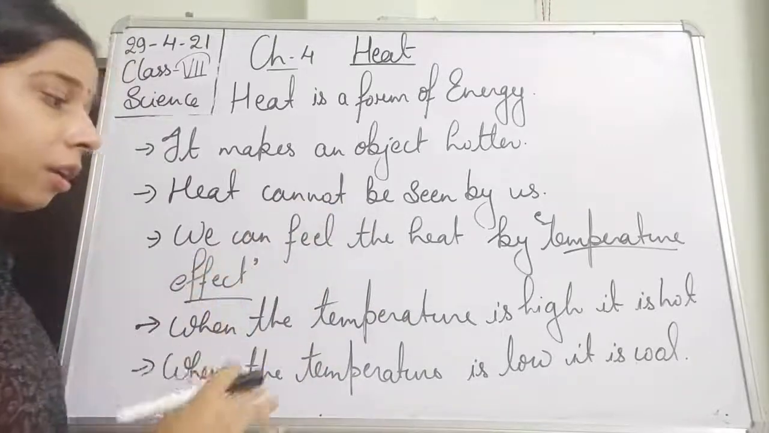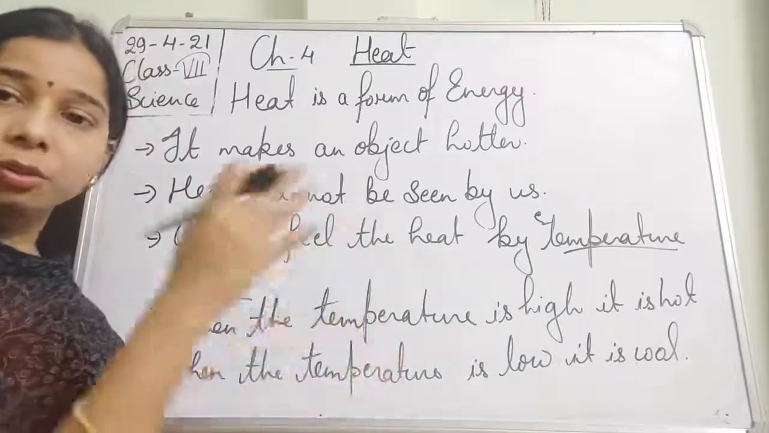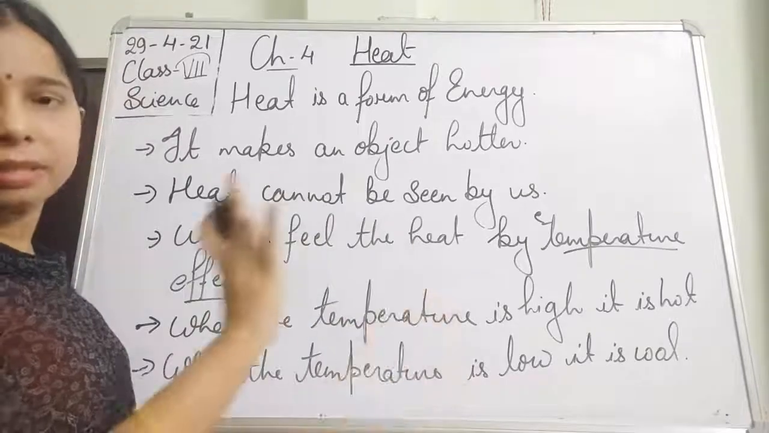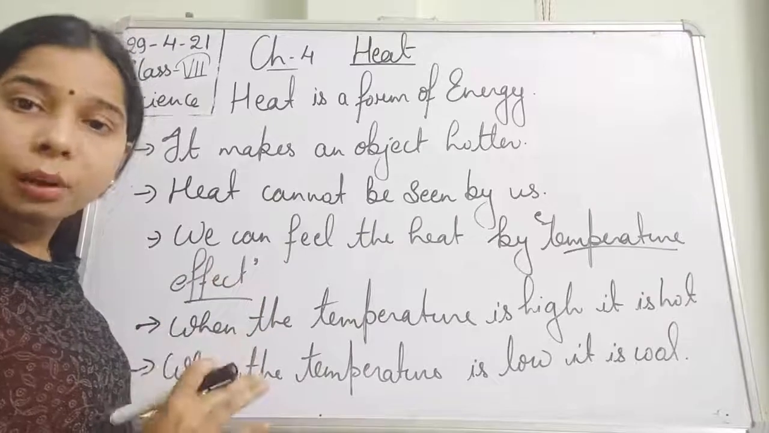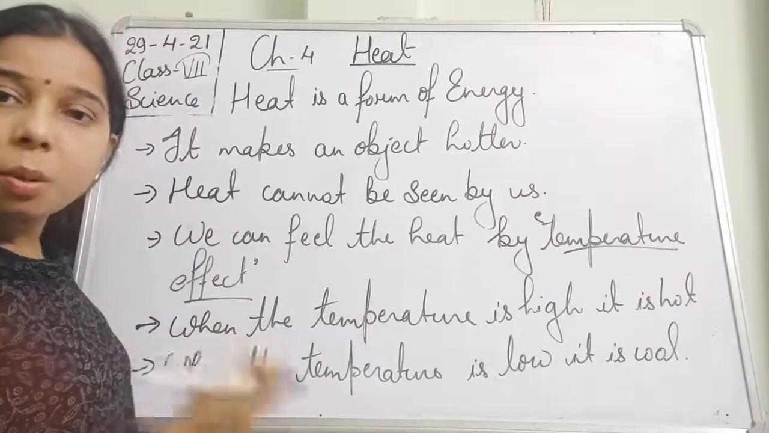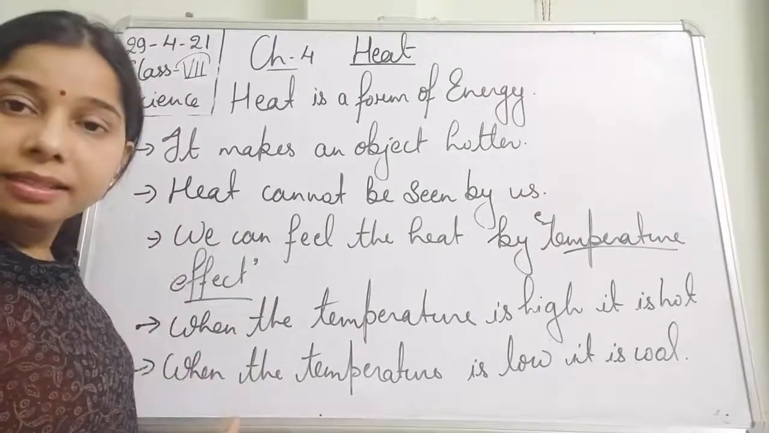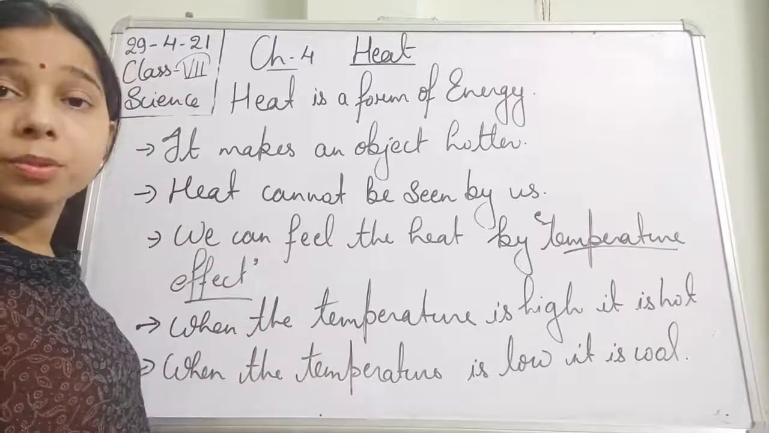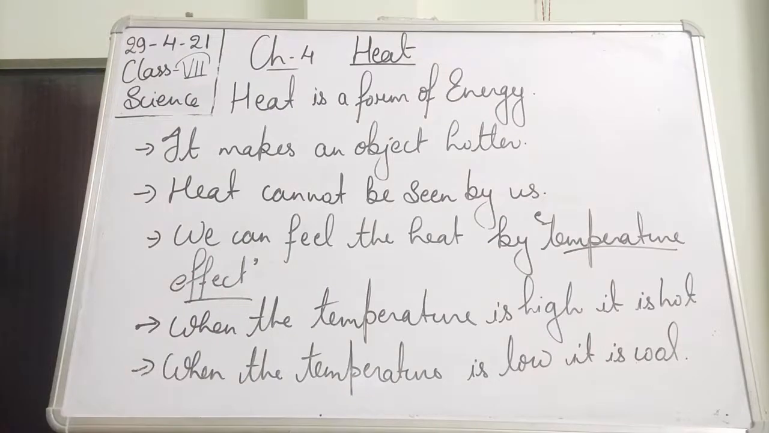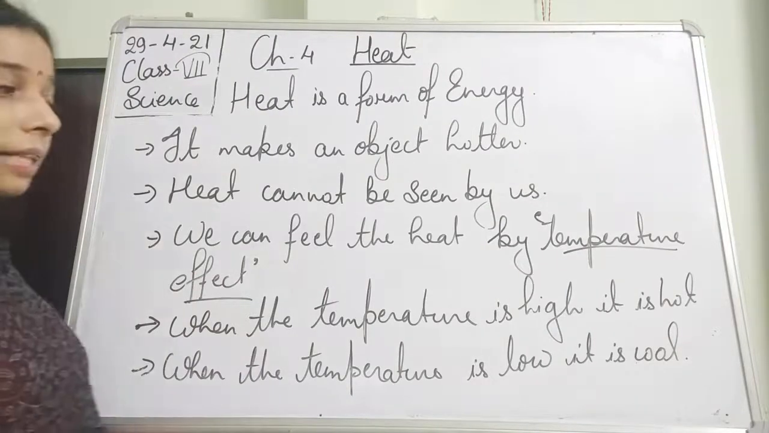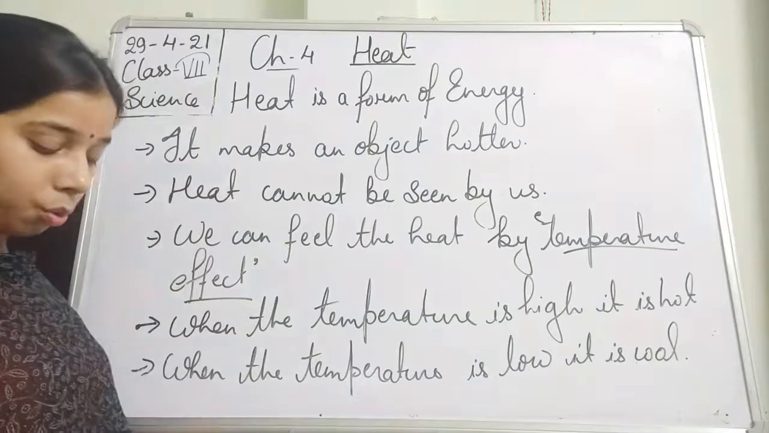When you take out the utensil from the gas burner and keep it aside for a period of time, you will find that it cools down and the temperature lowers. So by increasing the temperature, we make an object hot, and by decreasing the temperature, we can make an object cool, students.